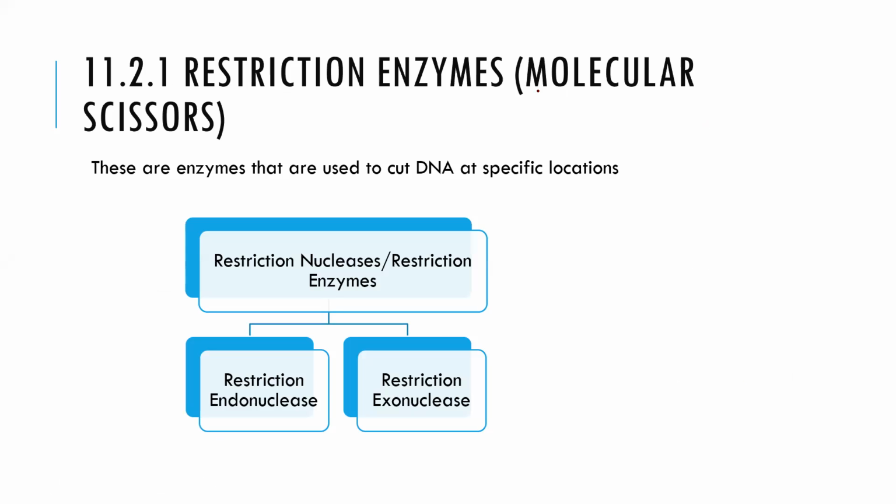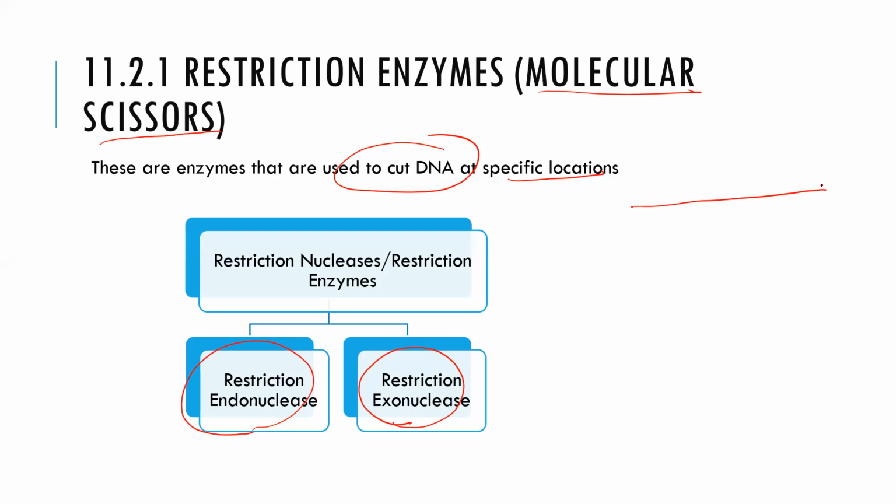Restriction enzymes are also referred to as molecular scissors because they act like scissors. They cut the DNA at specific locations. Now, restriction nucleases or restriction enzymes are of two types: restriction endonuclease and restriction exonuclease. What is the difference between them? Restriction endonuclease will cut the DNA at specific regions within the DNA.